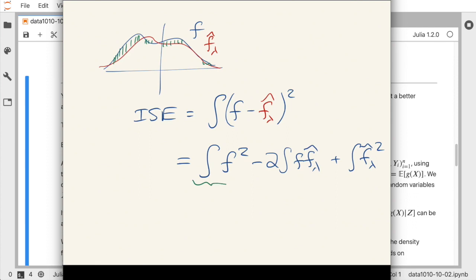This term we can ignore because what we're trying to do is minimize the integrated squared error. We're trying to make this whole thing as small as possible. And this first term has nothing to do with f hat. We don't get to control the first term. So we get to ignore that one completely and just try to make the other two as small as possible. This last term is also fine because it deals with f hat lambda. That's a quantity that we've defined in terms of the observations, and we're going to be able to estimate this numerically.